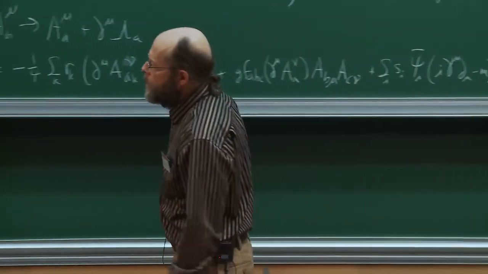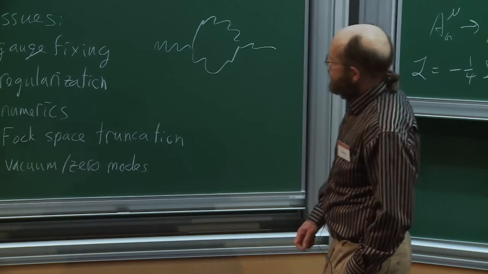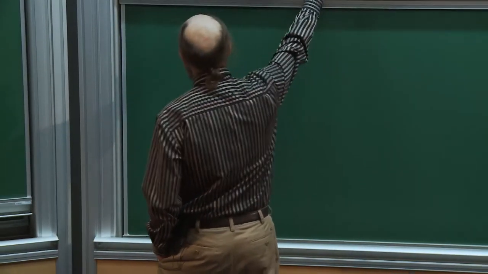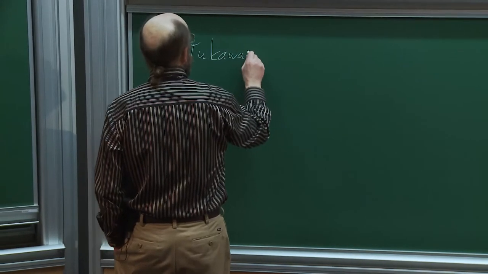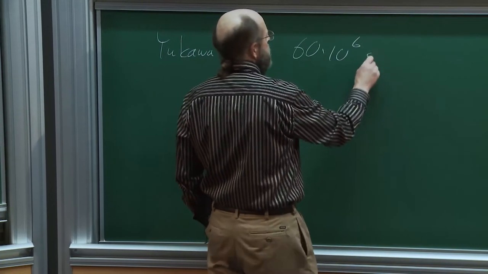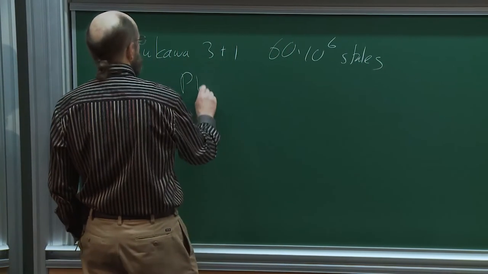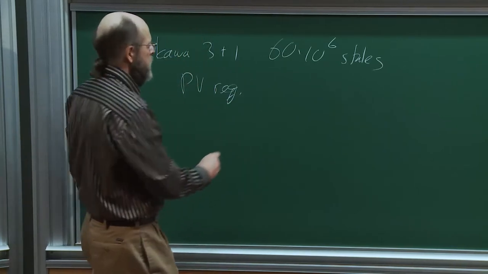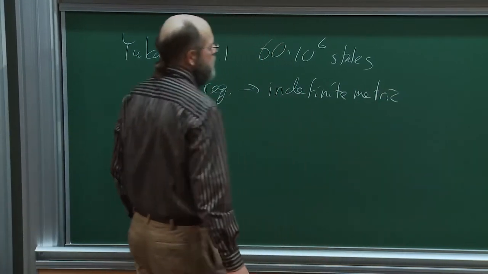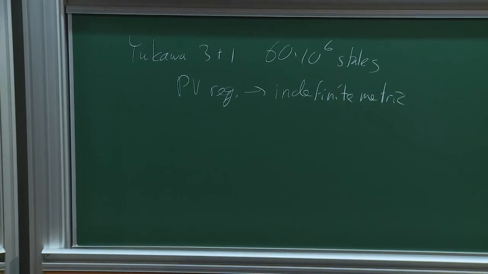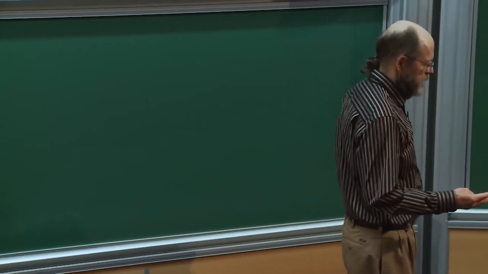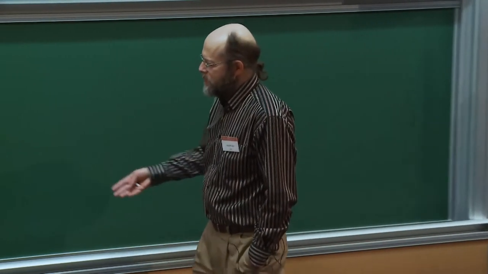Now, for numerics, I've done lots of calculations using the Lanczos method, and in particular done Yukawa in 3 plus 1, and we've gone up to about 60 million states, and this is with a Pauli-Villars regularization built in. And that means that we have an indefinite metric, because we have these negative metric Pauli-Villars particles built in there. And so you don't have a Hamiltonian that is Hermitian. It is self-adjoint with respect to a transformation that takes into account the fact that there's an indefinite metric here.